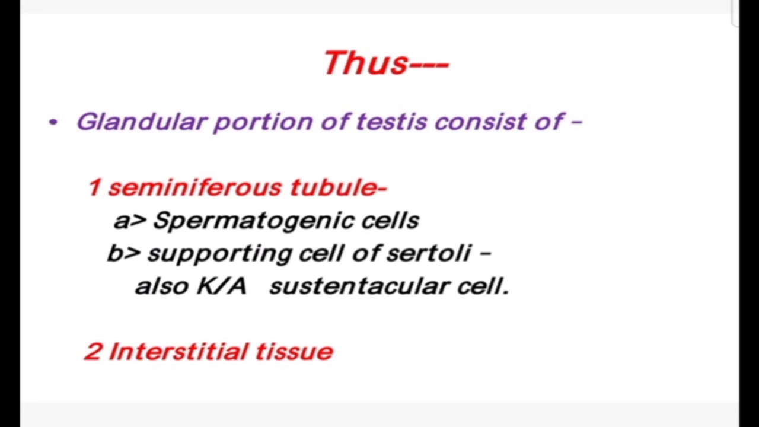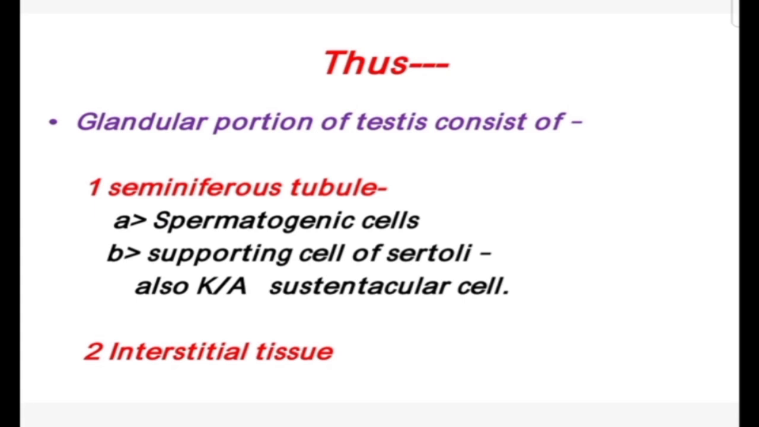The glandular portion of the testes consists of the seminiferous tubules, and there is interstitial tissue inside. The seminiferous tubules are lined by a very special type of epithelium, which is cuboidal, actually stratified cuboidal. Modified stratified cuboidal epithelium is lining the seminiferous tubules.